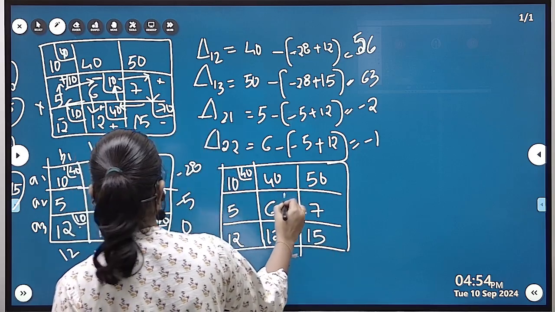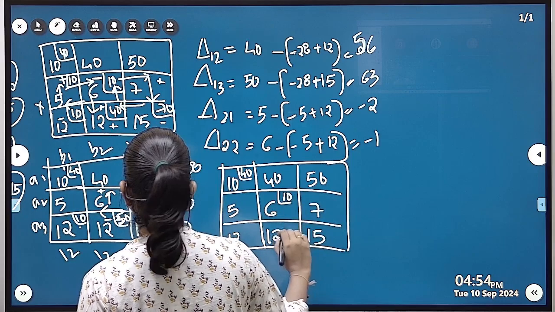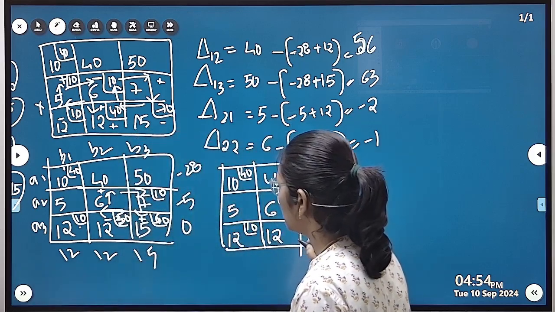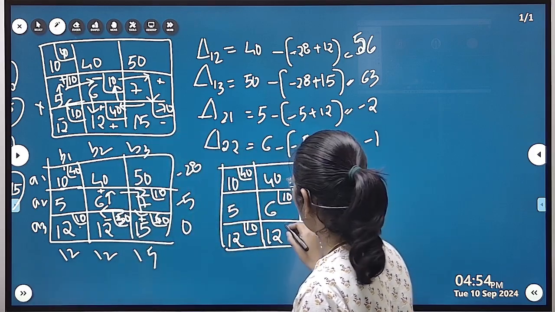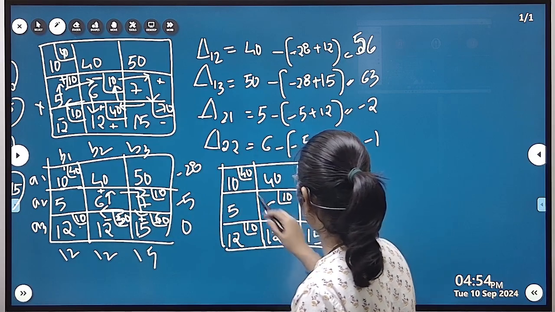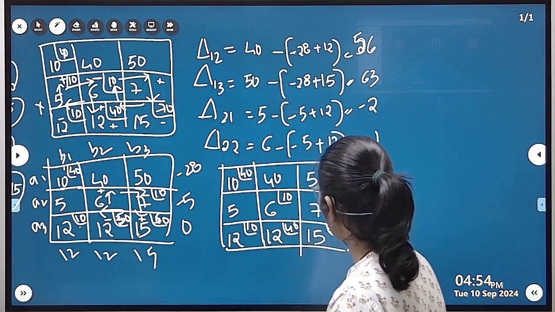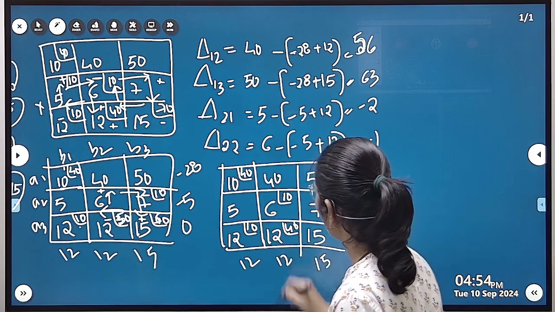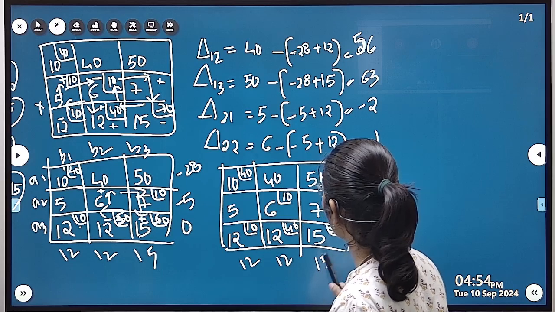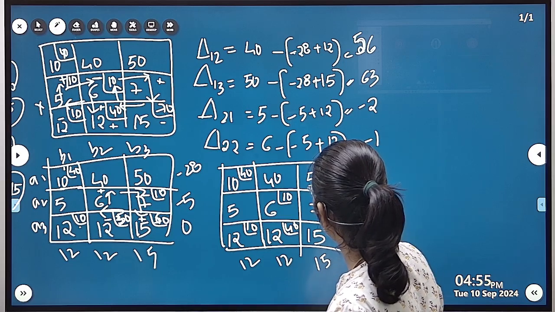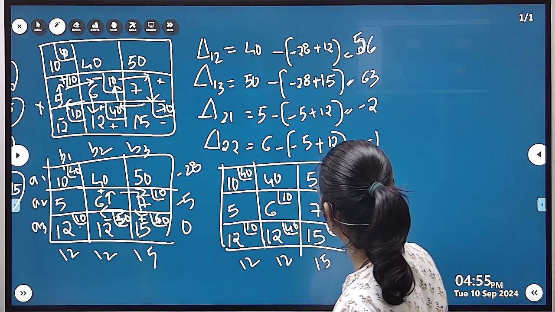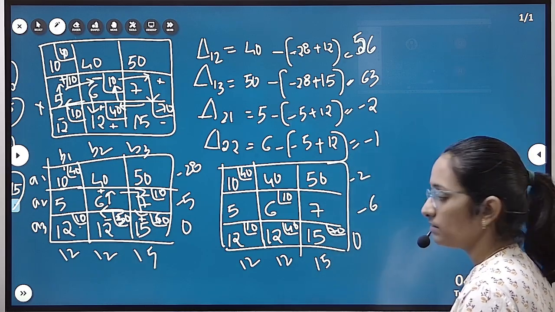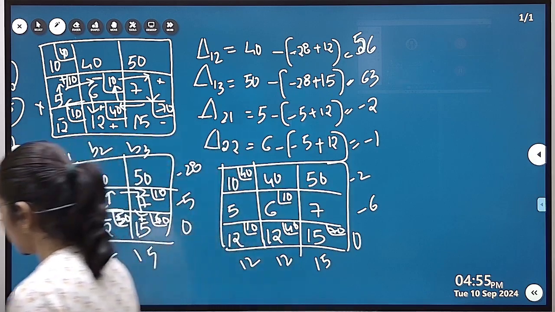So here again we'll add the 10 and minus 10, and next here 10 plus 60, 70, and here 40. So we got 5 or not? 1 2 3 4 5. So we got 5, so make it 0. So 15, 12, 12. So 10 minus 12, 2, and 6 minus 12, minus 6. So do it and tell me, are you getting the values positive or negative?